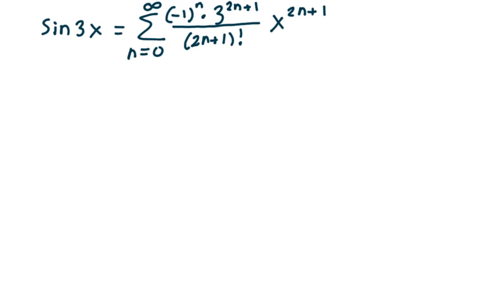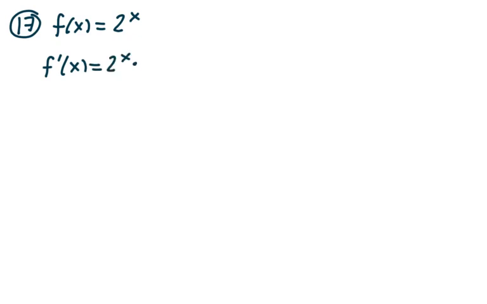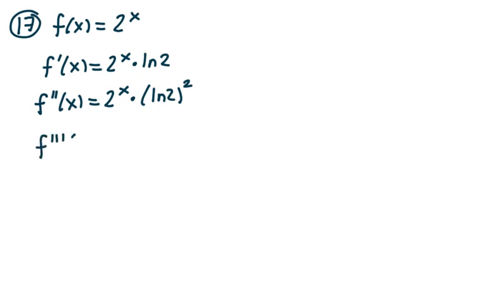And that's how you find the Maclaurin series for sine 3x. And that was number 16. Let's take a look at number 17. 17's good. F of x equals 2 to the x. So f prime of x is 2 to the x times natural log of 2. F double prime of x is 2 to the x times natural log of 2 raised to the second. And I hope you guys see a pattern already.